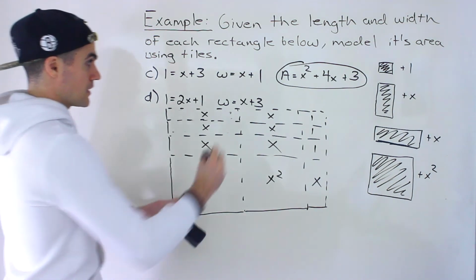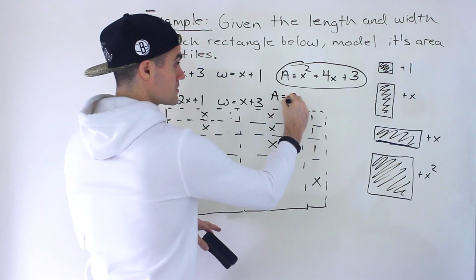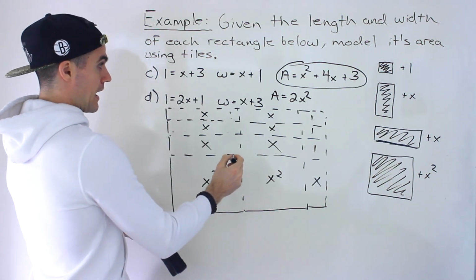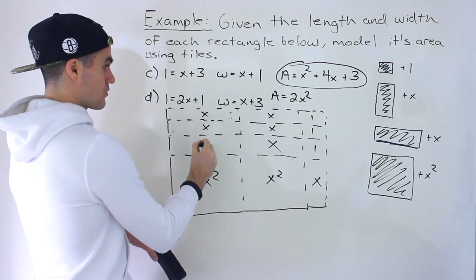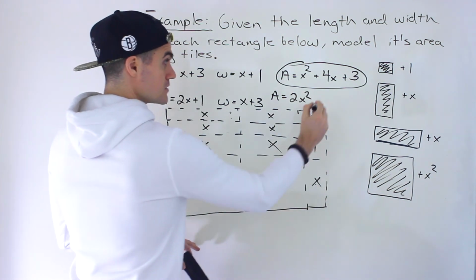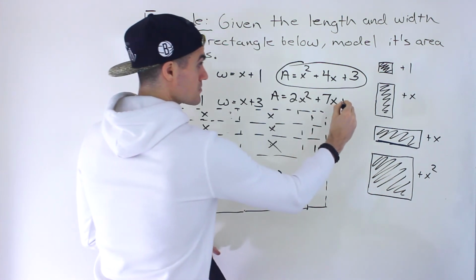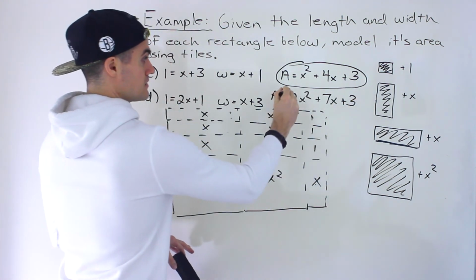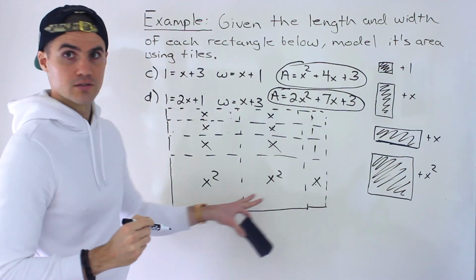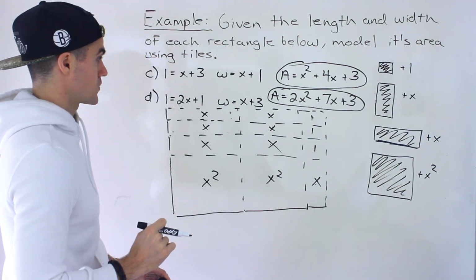So what ends up happening, what does the area end up equaling? Well, we have 2 x squareds, like that. How many rectangles are there? 1, 2, 3, 4, 5, 6, 7. So we got 7 x's, and then we have 1, 2, 3 small squares, like that. And so that ends up being the area as well. All right, so that's another way to do it. You could put the actual expressions for each shape as well.